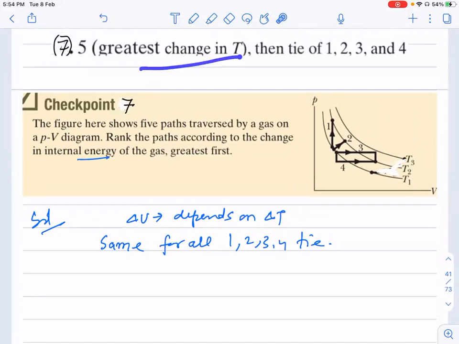Fifth is the greatest change in T. Then T1, 2, 3, 4. Shall I bring back the original question?